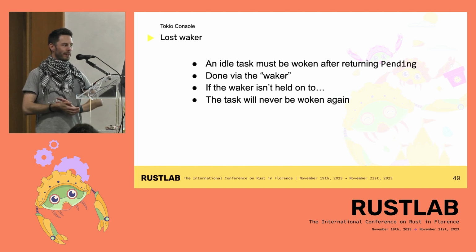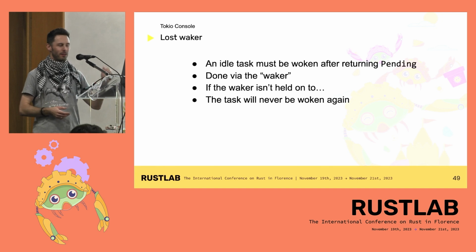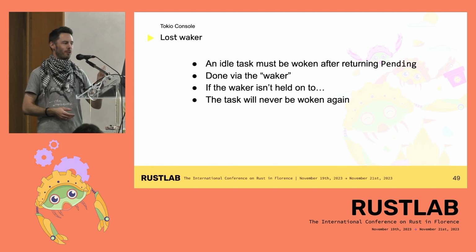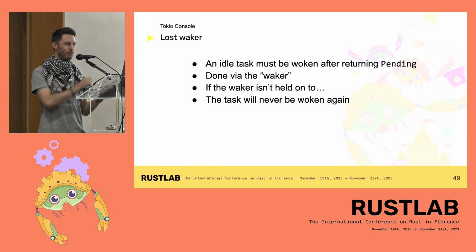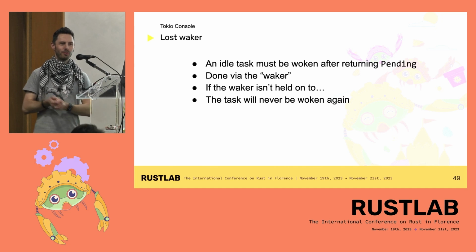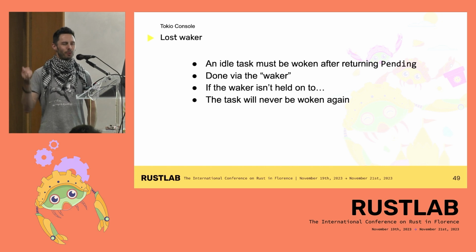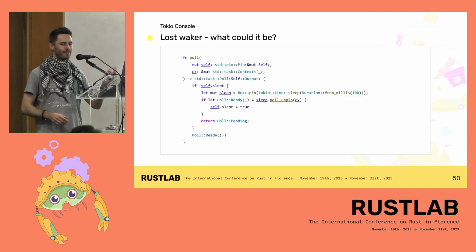So, our lost waker lint. This will tell you, so an idle task, if it returns after returning pending, which it will then be idle, must be woken. Otherwise, it will never be polled again. This is the secret sauce of async. This is done via the waker. If the waker isn't held onto, the task never gets woken again, and that task will sit there idle forever. So, how could that happen?